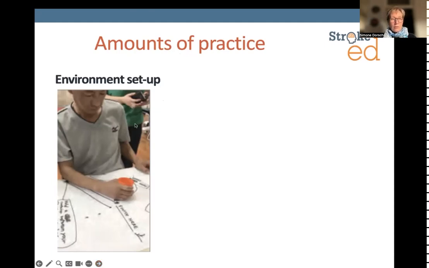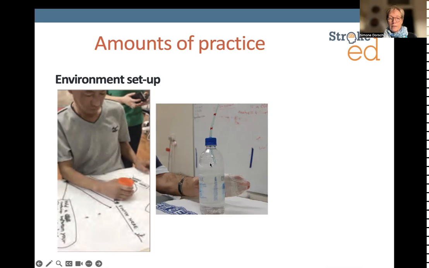He looks like he's got a therapist behind him, but you can see the environment setup means that he could very easily be doing semi-supervised practice. He's got a mark as to where his arm starts. He's got a cue as to where his arm moves to. And that means that that environment setup can drive semi-supervised practice.